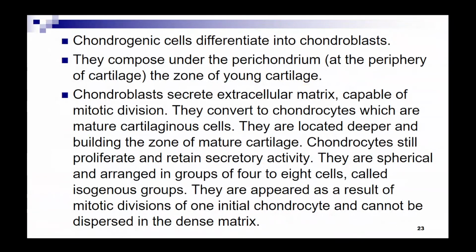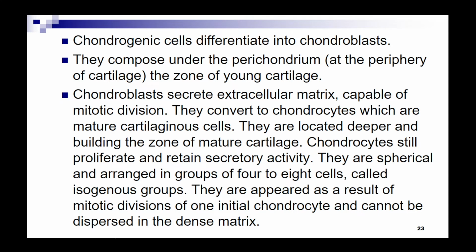Chondrogenic cells differentiate into chondroblasts. They are located under the perichondrium at the periphery of the cartilage, the zone of young cartilage. Chondroblasts secrete extracellular matrix and are capable of mitotic division. They convert to chondrocytes, which are the major cartilaginous cells. They are located deeper and build the zone of major cartilage.